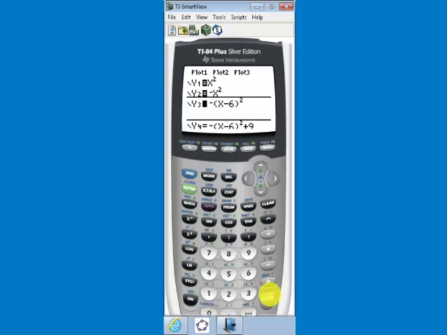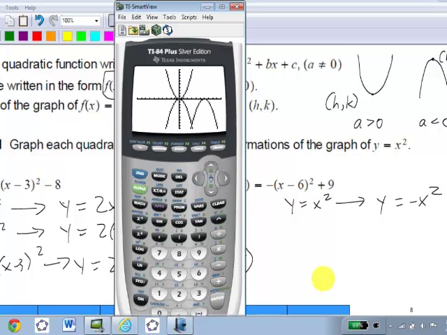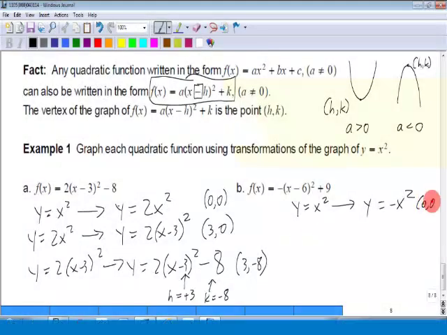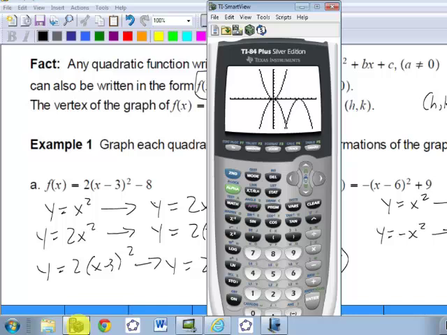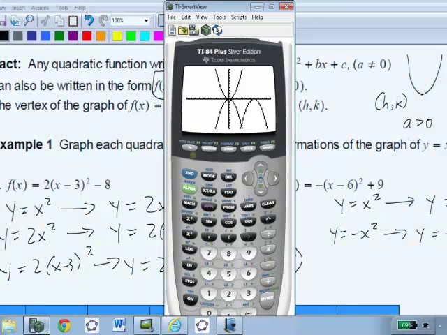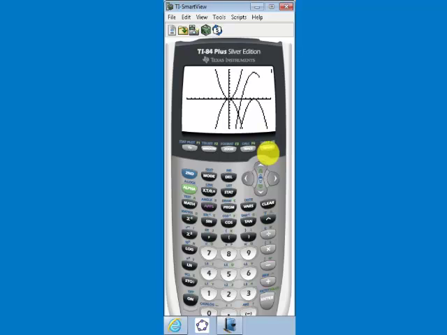But then, what happens to the vertex when we shift 6 units to the right? Well, I would guess it gets shifted 6 units to the right. So there's the vertex, the origin, and then y equals negative x squared to y equals the negative of (x minus 6) quantity squared. The vertex now is the point (6, 0). And then when we add 9, what happens to that vertex? It's 9 up. So it goes from (6, 0) to (6, 9).